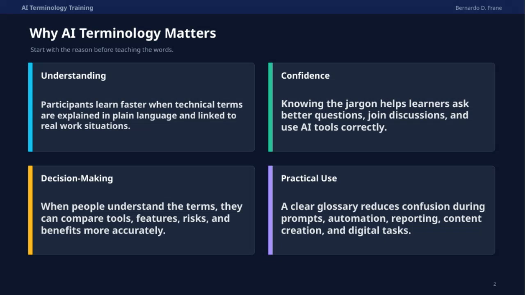Let's start by talking about the importance of having a clear glossary. When we use consistent and understandable terms, it really helps reduce confusion across a variety of tasks, whether it's prompts, automation, reporting, content creation, or digital workflows. Clear terminology makes everything smoother and more efficient.